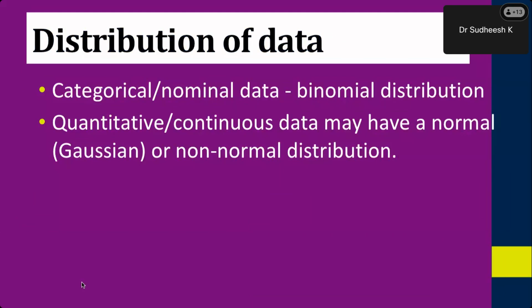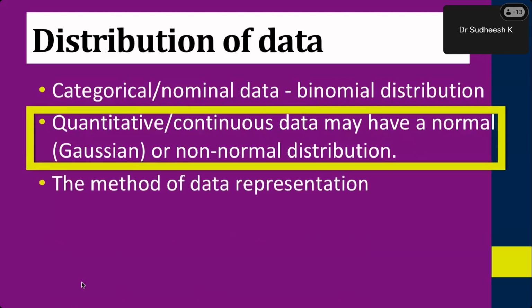Categorical or nominal data generally shows binomial distribution. They generally show binomial distribution only, whereas quantitative data may have normal or non-normal distribution. So binomial or normal distribution; categorical data doesn't show any other distribution. Most of the time it is binomial distribution, whereas quantitative and continuous data may have normal or non-normal distribution. What do you mean by normal or non-normal distribution?